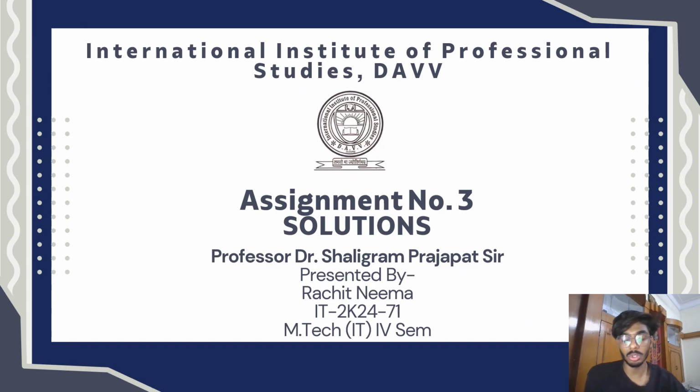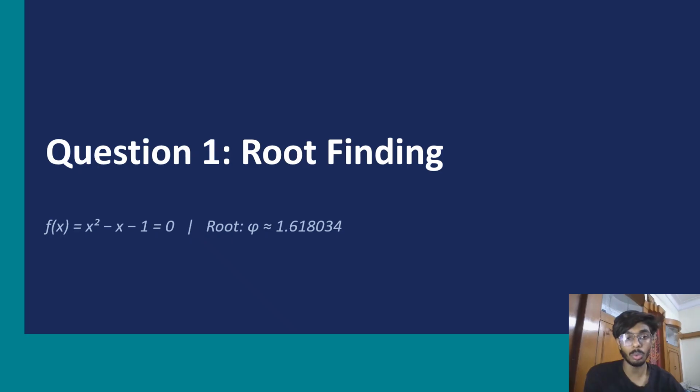So let's start with the first question. The first question is to find roots for the equation x square minus x minus 1 equals 0. By default, we know the root for this equation is 1.618, but we are going to solve this equation using different iterative methods.